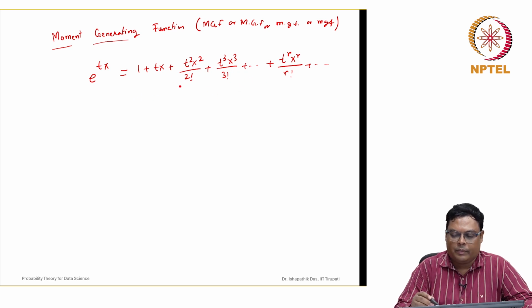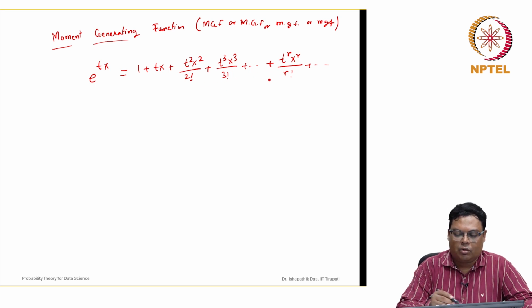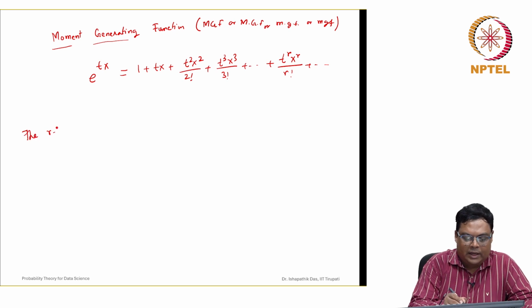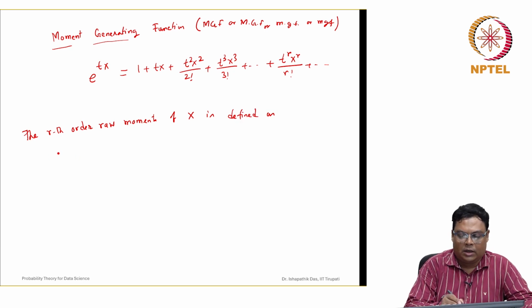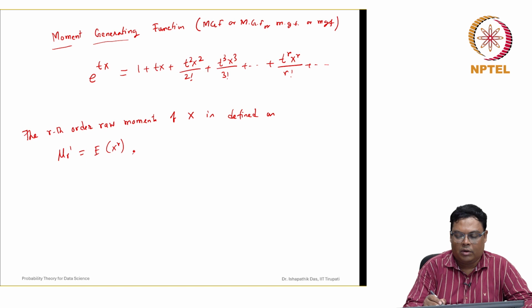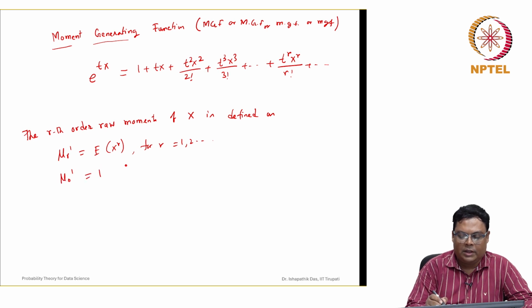Now if we assume that all the moments exist, like the rth order moment, we know that the rth order raw moment of the random variable X is defined as, so we denote it as mu r dash. You can recall that this is the notation we followed for r equal to 1, 2, like this. So the expected value of X to the power 0, then mu 0 dash we can also define, this is nothing but 1. So mu 0 dash is equal to 1 and mu 1 dash is the expected value of X, so in this way it is defined.